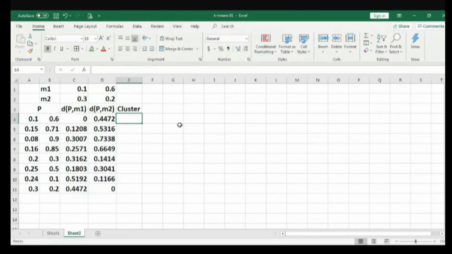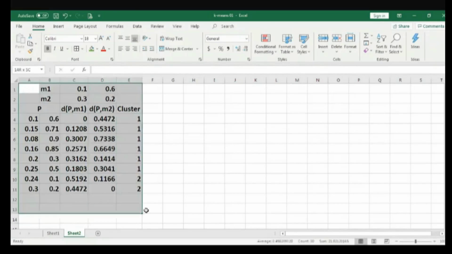Now as you can see, this 0 is less than 0.4, so it will be 1. 0.12 is less than 0.53, it will be 1. 0.30 is less than 0.73. 1.25 is less than 0.66. 1.31 is less than 0.14, it will be 1. 0.18 is less than 0.30, so it will be 1. 0.51 is greater than 0.11, so it will be 2, and this will be 2.